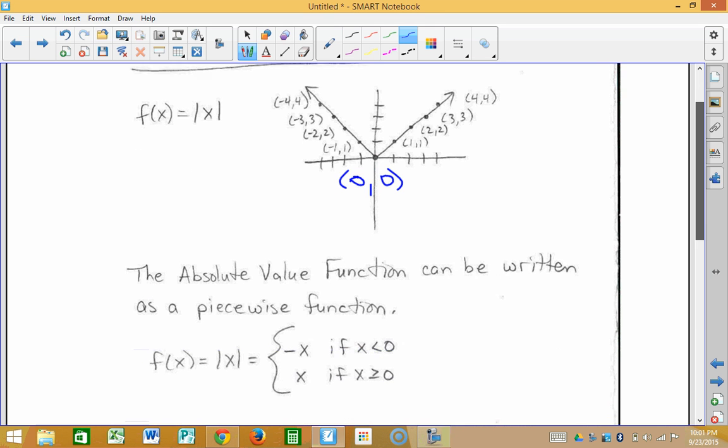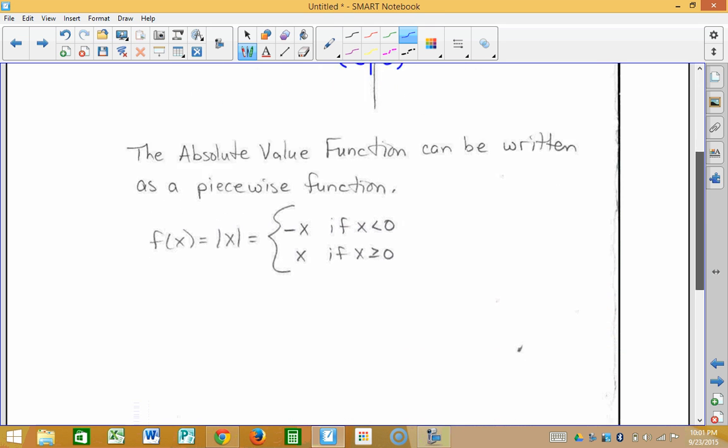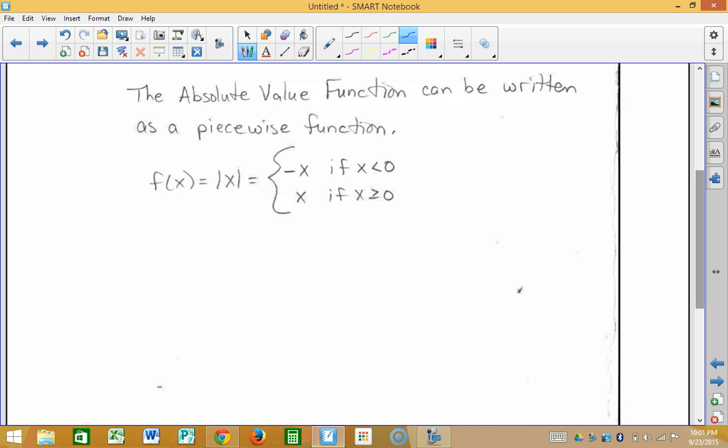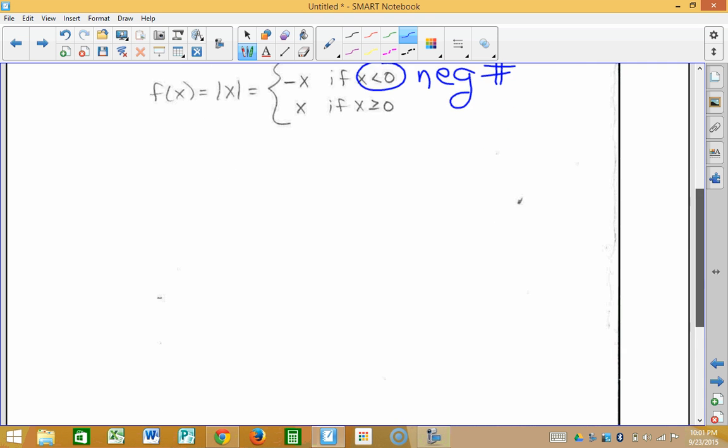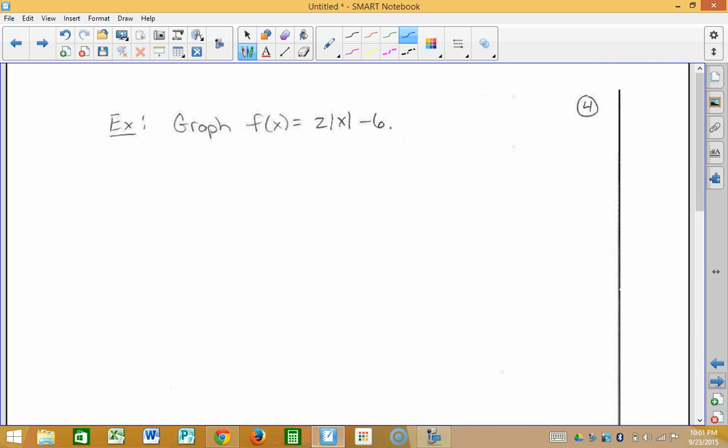Now the absolute value function can be written as a piecewise function. It can be written in two pieces. As you can see here, if x is less than 0, which means you're plugging in a negative number, to make it positive, you put a negative on. And if you have a positive number, you don't have to do anything to it. You just leave it alone. That is the result.